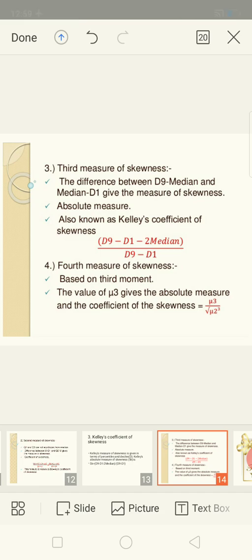And the fourth measure of skewness is based on the third moment. The value of moment 3 gives the absolute measure, and the coefficient of skewness is equal to moment 3 divided by the root of moment 2 cubed.